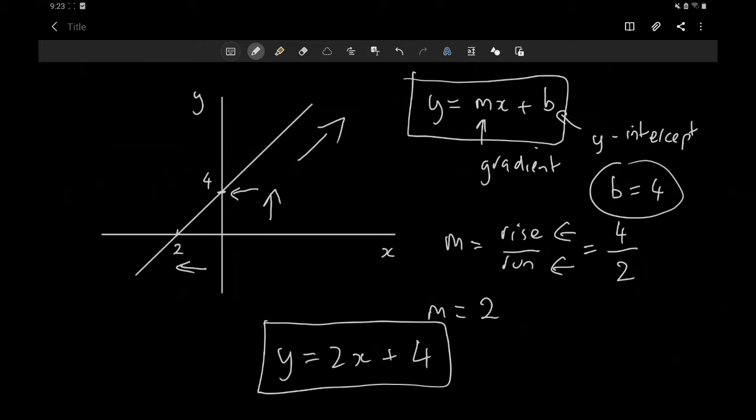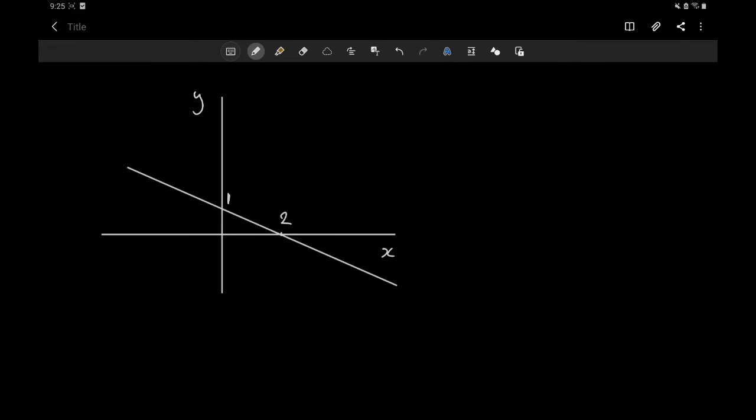Now let's try another example. So in this example, we have a similar graph, obviously with different numbers, and with the line facing in the opposite direction to that in the first example. The calculation is exactly the same. So let's start by writing down the general formula for a straight line, and that is y is equal to mx plus b. And we know we need to find b, which is the y-intercept. And we know we need to find m, which is the gradient.